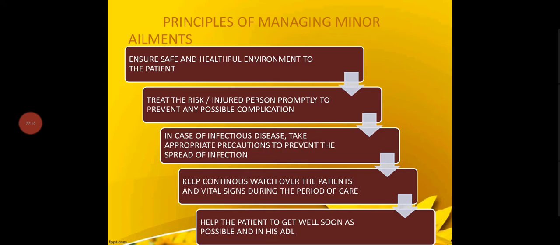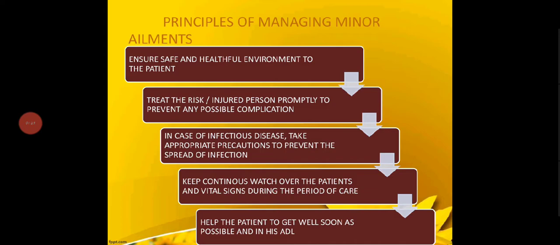So what are the principles used in managing minor ailments? Ensure a safe and helpful environment for the patient. Treat the sick or injured person promptly to prevent any possible complication. In case of infectious disease, take appropriate precautions to prevent the spread of infection. Keep continuous watch over the patient and vital signs during the period of care.